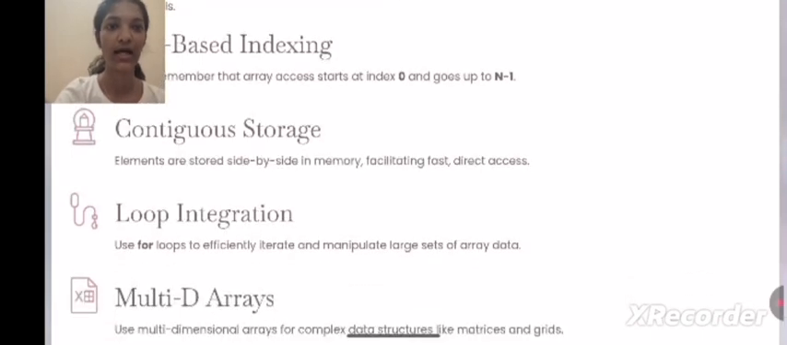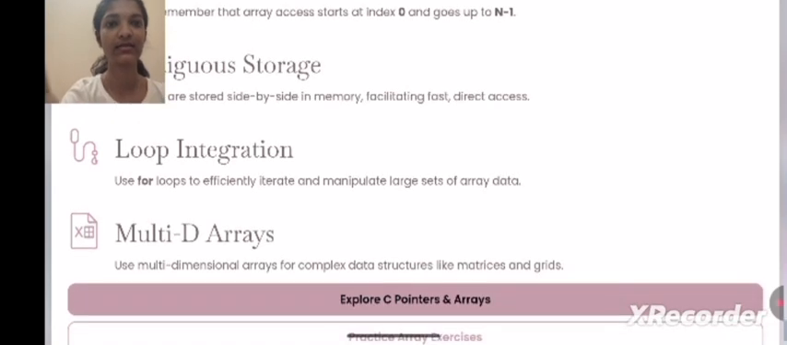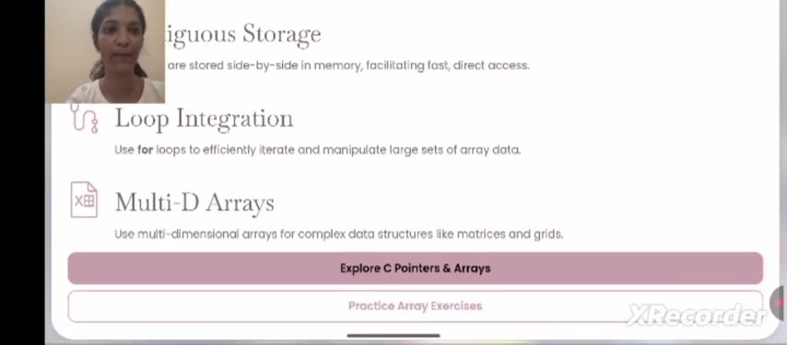Contiguous storage: elements are stored side by side in memory, facilitating fast direct access. Loop iteration: use for loops to efficiently iterate and manipulate large sets of array data. Multi-D arrays: use multi-dimensional arrays for complex data structures like matrices and tables.